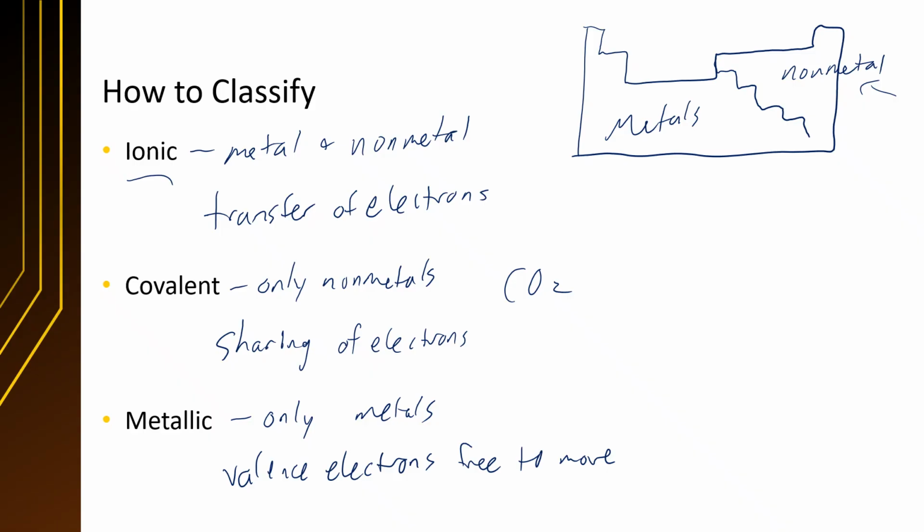So if you have a pure metal, like a piece of copper wire, that's a metallic substance. Or if you have a sample of brass, that is an alloy. And brass consists of copper and zinc together. That would be metallic bonding.